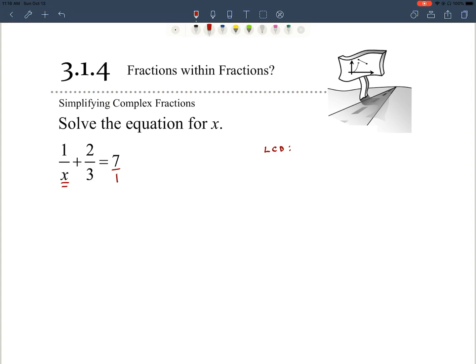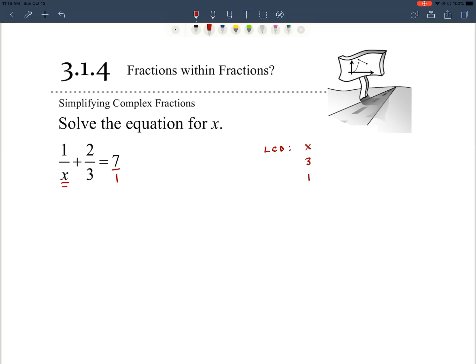denominators in factored form. In this case, we've got 3 denominators. We've got x, we've got 3, and we've got 1. These are all already factored as much as they could be. x and 3 are prime, and 1 really isn't prime, but it's just 1.